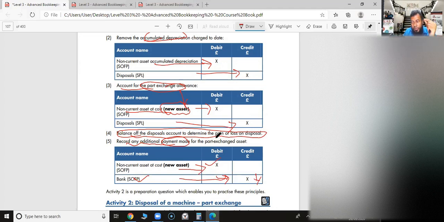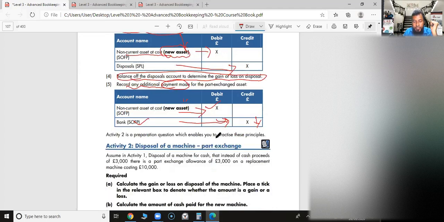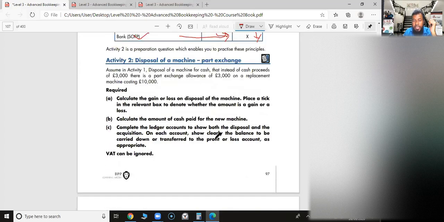Well, let's do it with facts and figures. Activity 2 is going to help you with more understanding. Then I'll give you some more questions from my side. Disposal of a machine, it's a part exchange. Assume in activity 1, the last one, disposal of a machine for cash, that instead of cash proceeds of 3,000, there's a part exchange allowance of 3,000.